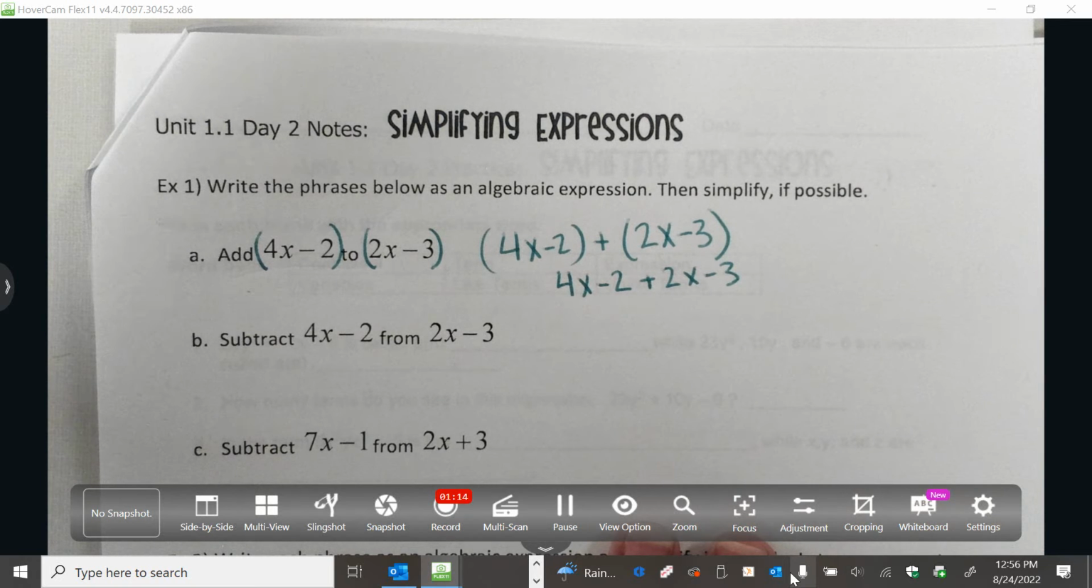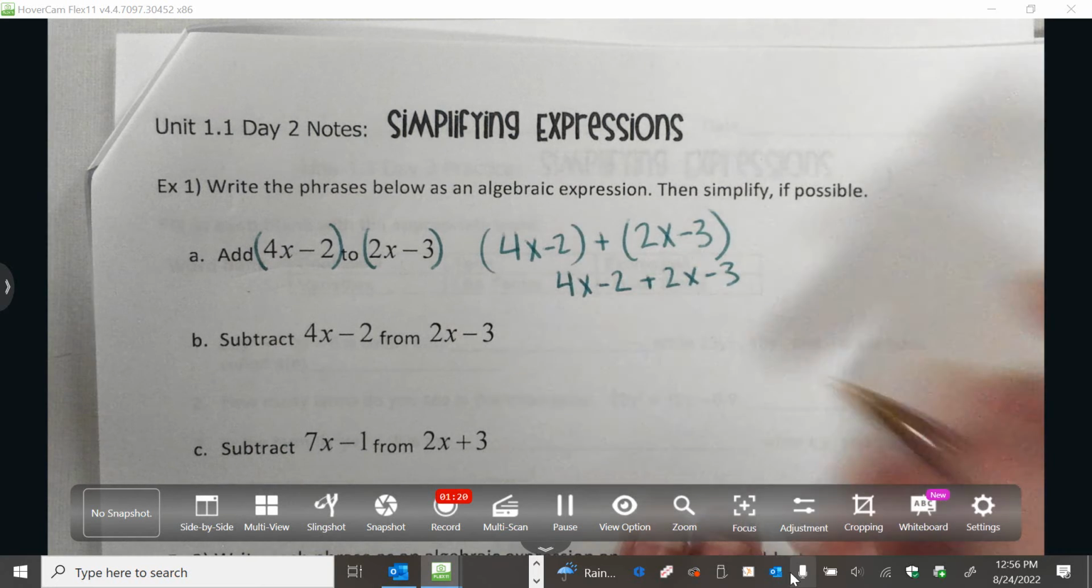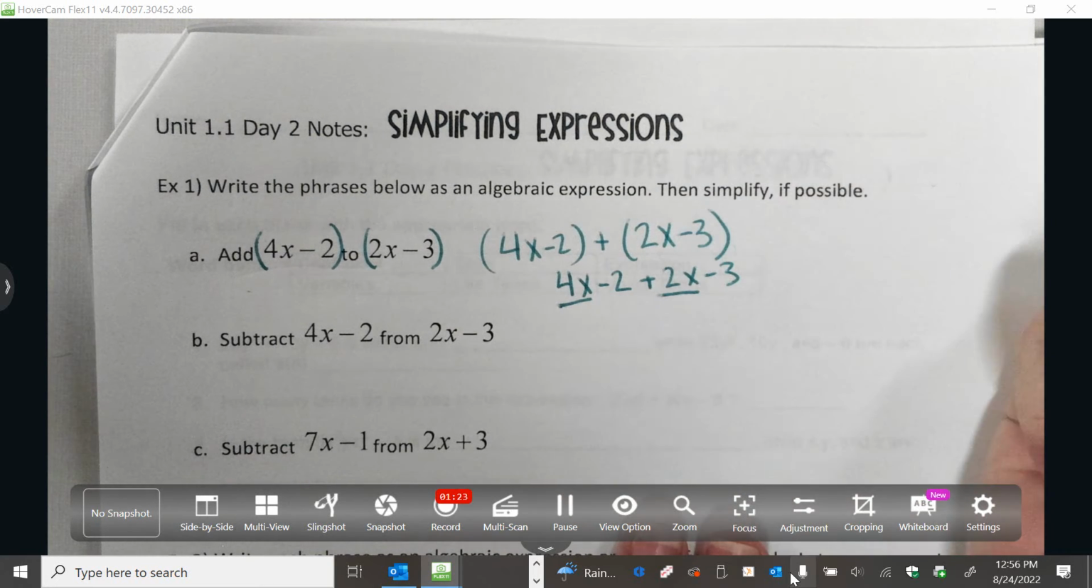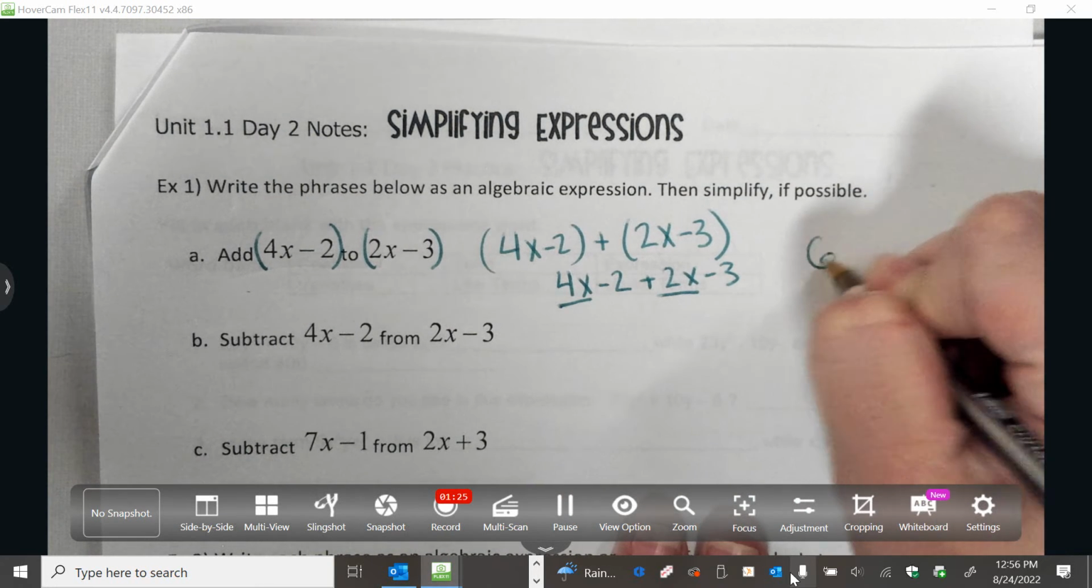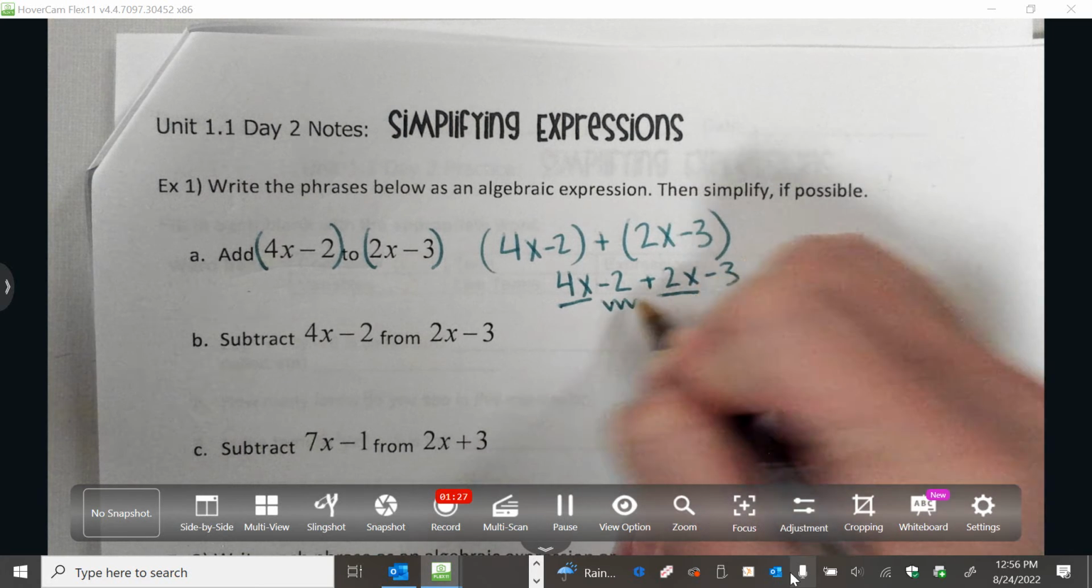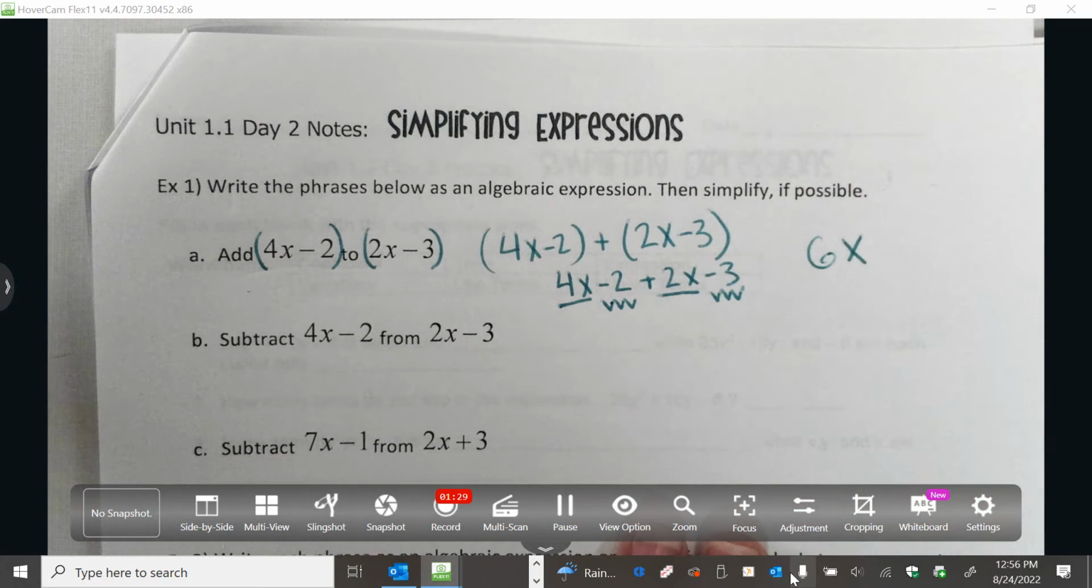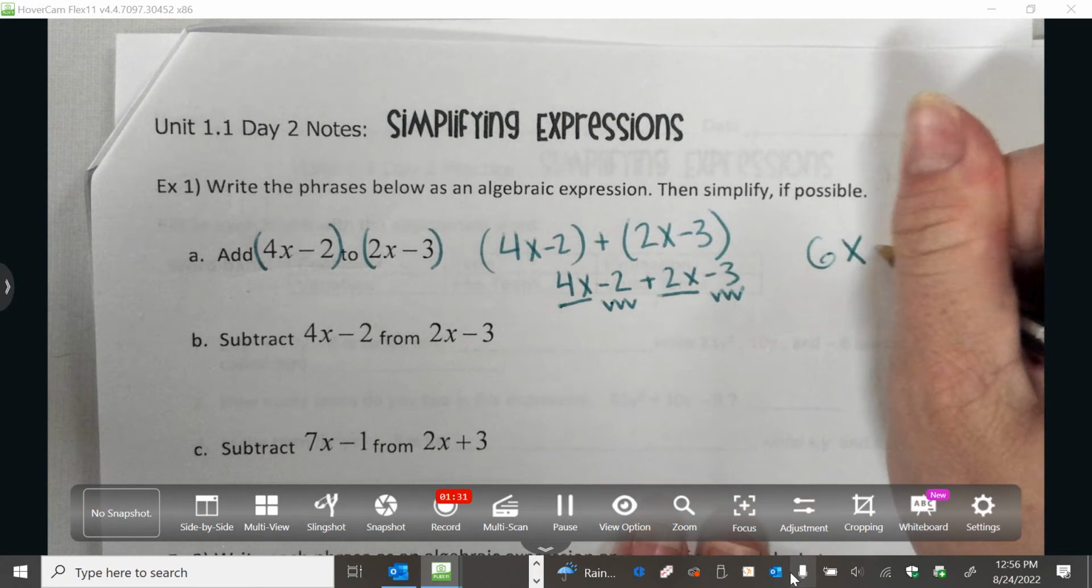Now it's just like yesterday. What can I combine? My like terms. What are my like terms? 4x and 2x. What's 4x plus 2x? 6x. And then what's negative 2 minus 3? Negative 5.